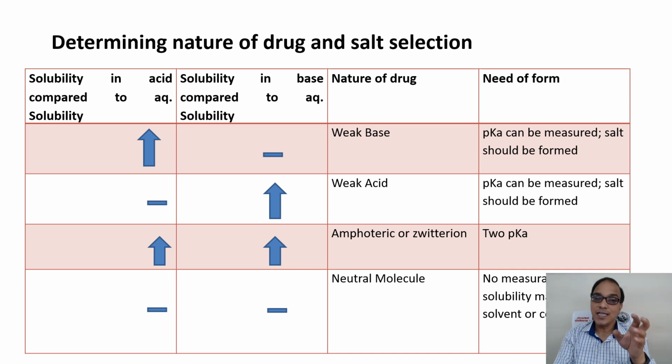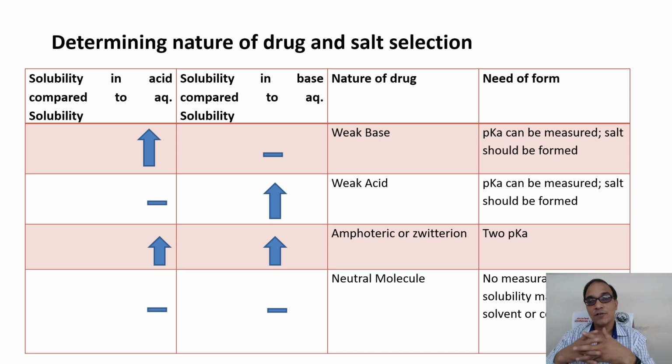So if solubility in acid compared to aqueous solubility increases while it remains unchanged in the base, then it is a weak base. So pK can be measured in these cases and salt should be formed. So salt preparation for improving the solubility is the option, or you can say is the approach. While if this case is vice versa, then it is a weak acid and pK can be measured, salt should be formed here.